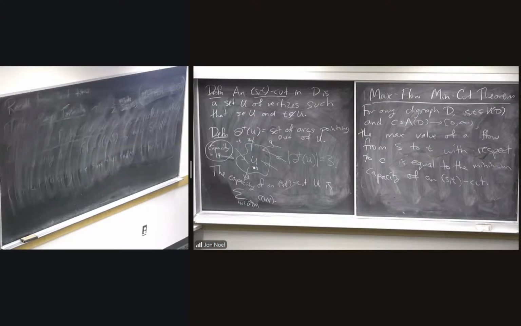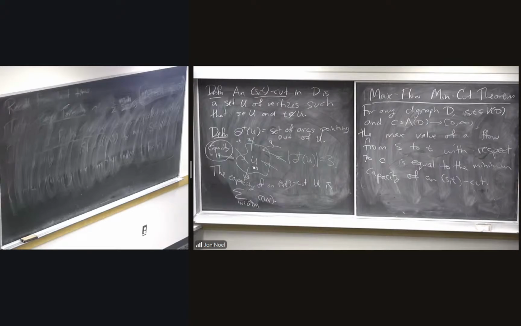Okay, so it's again one of these theorems where the maximum of one thing is equal to the minimum of another, right? So there's a sort of dual here. Finding the highest value flow is kind of a dual problem to finding the minimum capacity cut. This also relates to NP and co-NP.